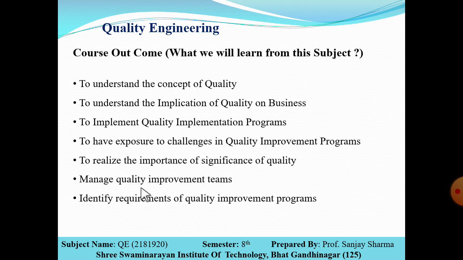The sixth point is to manage quality improvement teams. You will be able to manage the quality improvement teams. Definitely, if you are a quality engineer or manager to look after the quality, you must study this subject, and once you study it, you will be able to manage the team. How you can manage the quality improvement team that you have under you. So after studying this subject, you will also be able to understand how we can manage the quality improvement teams.